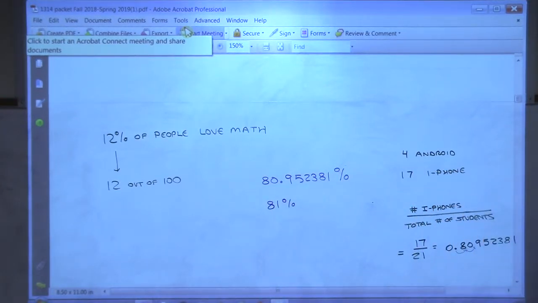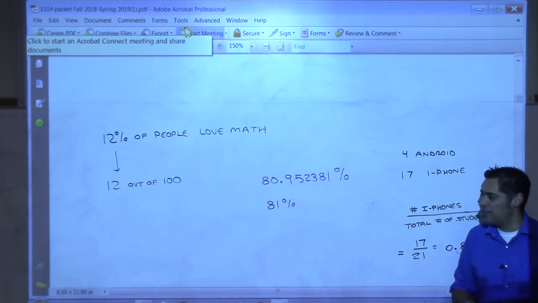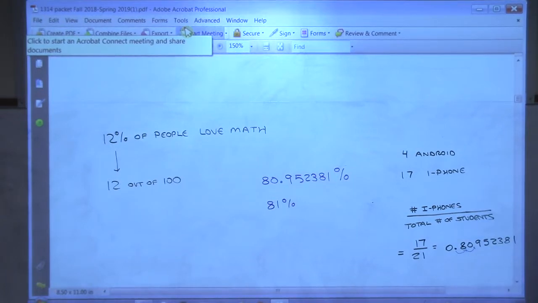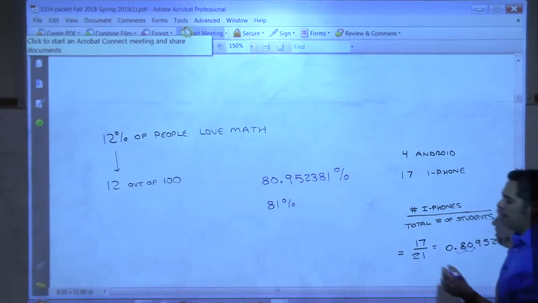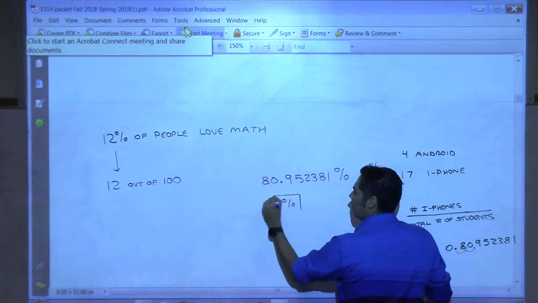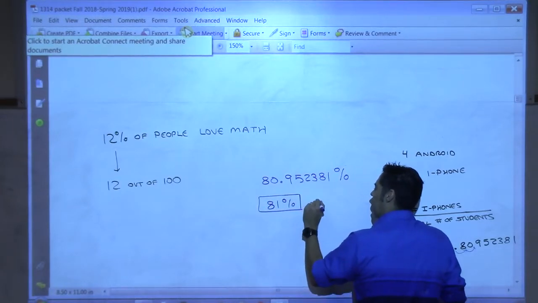So 81% of this class have iPhones, right? Yes? That's actually not as high as I usually see. I usually see in the 90s. But I don't know, lately it's been going down these last few semesters. So 81% are iPhone.